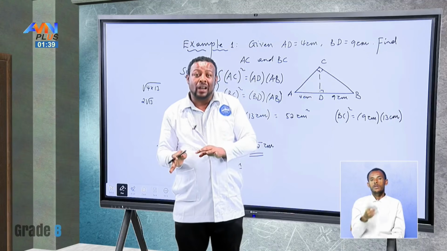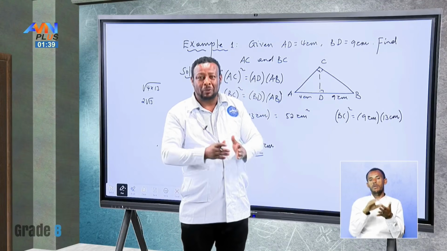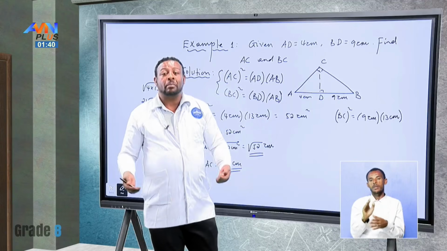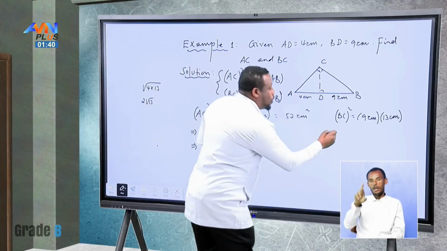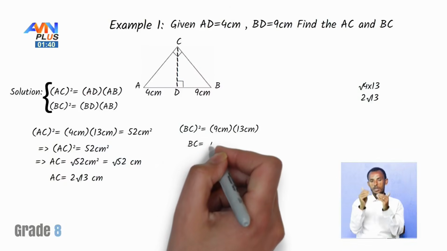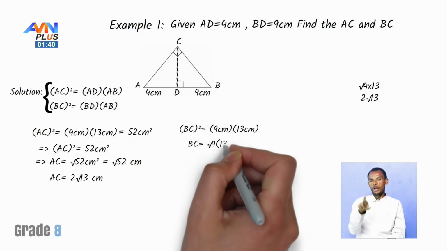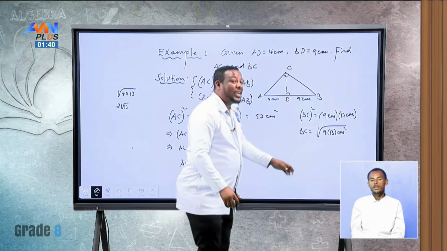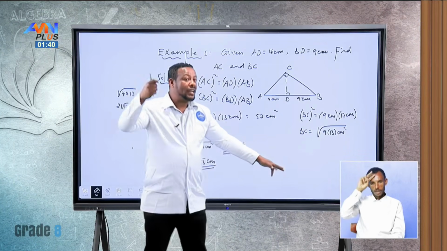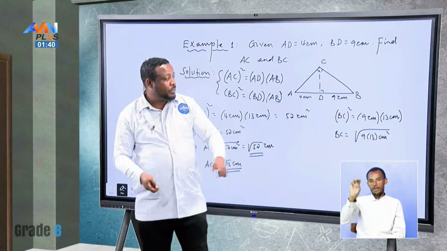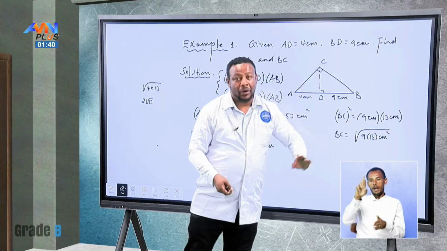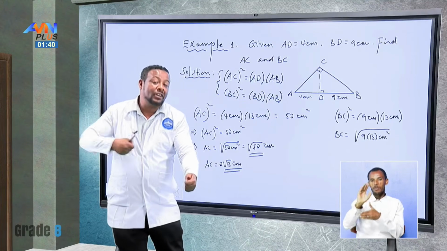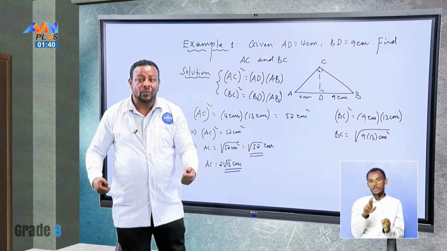If you don't have a calculator, no need to directly multiply. You can put it as it is and take out the perfect squares from the radical, right? So BC is equal to, in the radical, 9 times 13 centimeter square. Now, centimeter square can be taken out as centimeter because the radical cancels the square part. And 9 also can be directly taken out from the radical. Square root of 9 is 3.